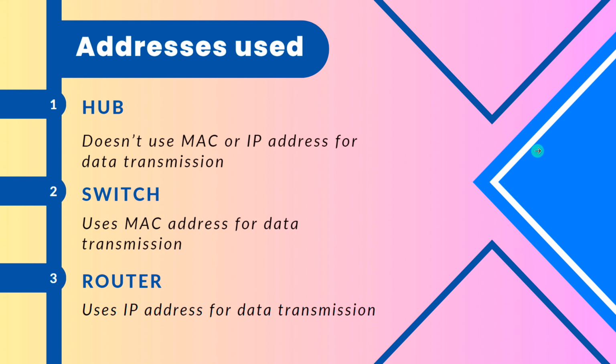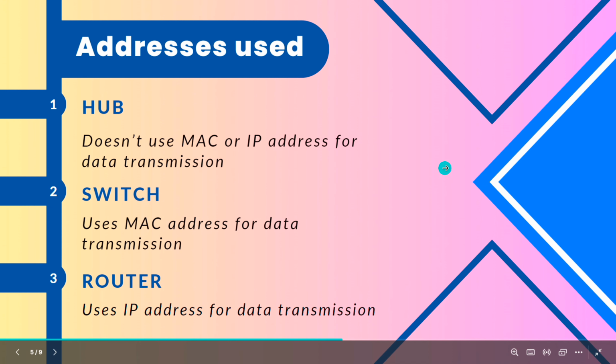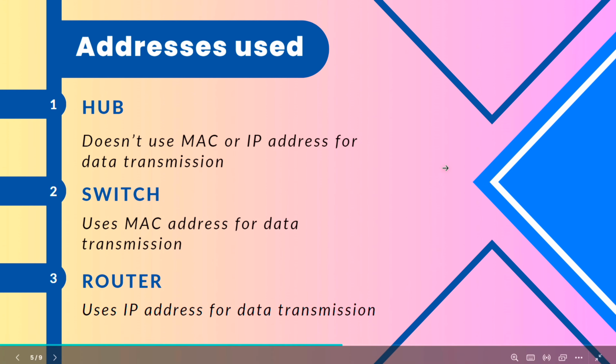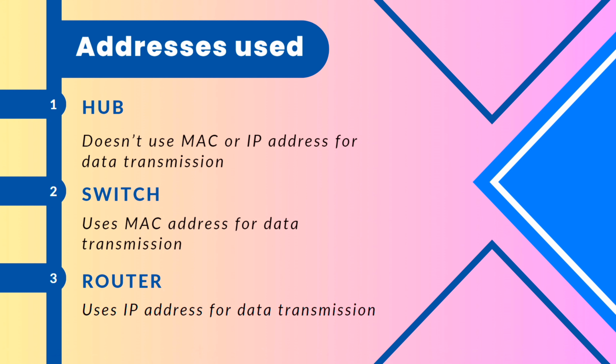The router uses IP address for data transmission. An IP address for a router is an address assigned to one of the router's interfaces, typically used for managing and configuring the router, as well as for routing purposes. Routers play a critical role in connecting different networks together and forwarding data between them.